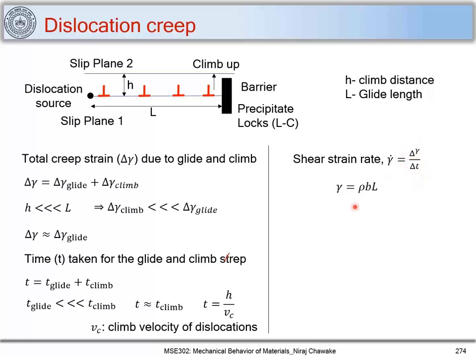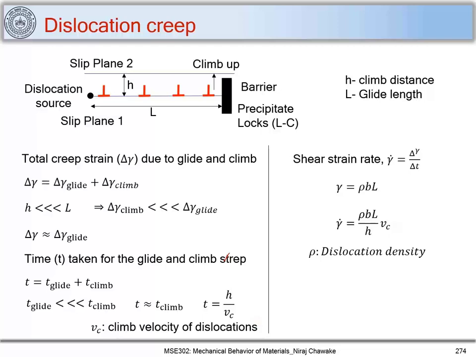And we have seen this relation, gamma is equal to rho into b into L, where rho is the dislocation density, b is the Burgers vector, and L is the average length a dislocation moves. So we can use this relation and we can find out a strain rate. We use this relation, that is we put rho b L here and the time required, H upon Vc, and then you get this relation that strain rate is equal to rho b L upon H into Vc, where Vc is the climb velocity of dislocations.